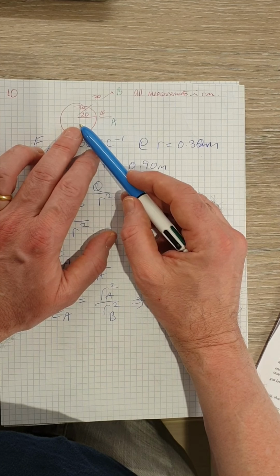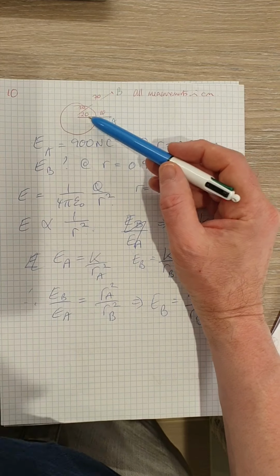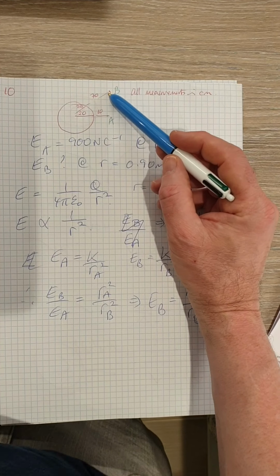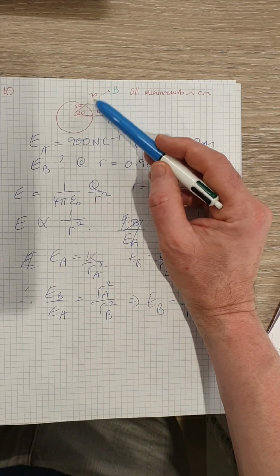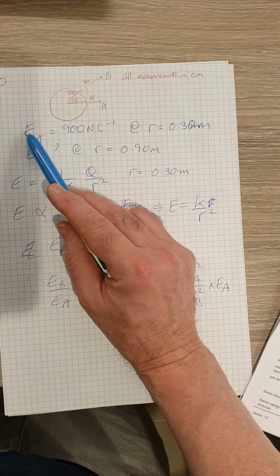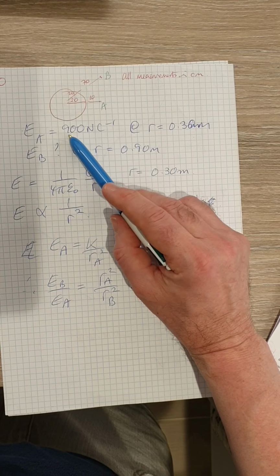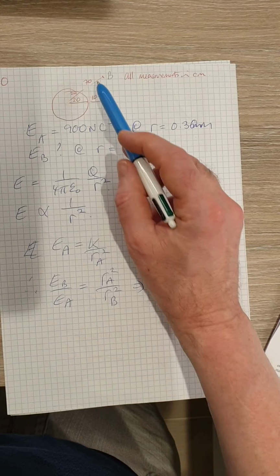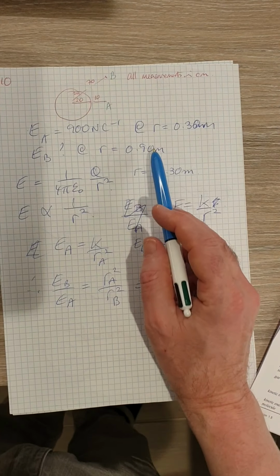So question 10, we're told what the electric field is a particular distance away from the surface of a charged sphere. In this case, 10 centimeters away from the surface of radius 20, so that's 30 centimeters away from the center. What is the electric field strength at distance 70 centimeters away from the surface? So I just made a quick sketch for myself. So the electric field strength at point A is 900 newtons per coulomb at that distance. What is the electric field strength if we increase the distance to 0.9?